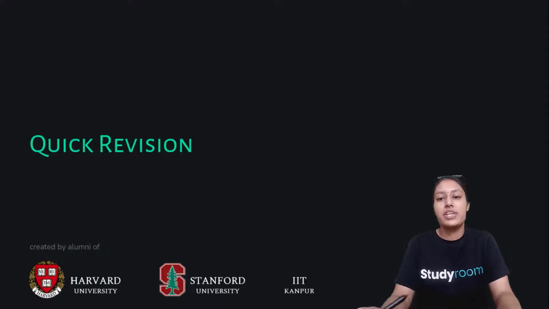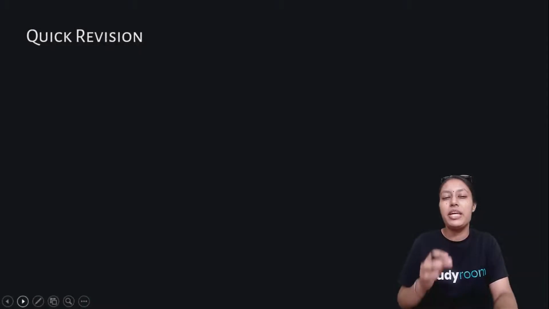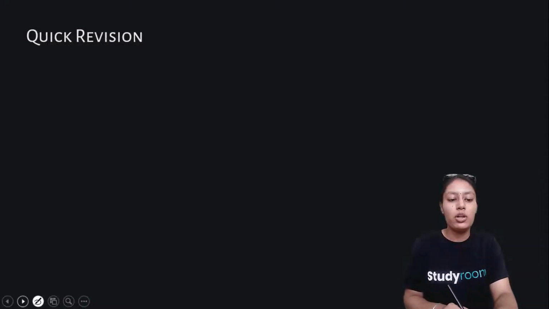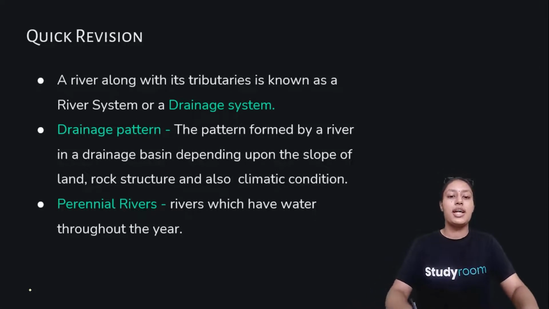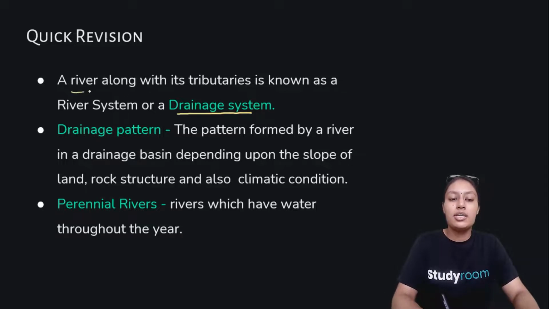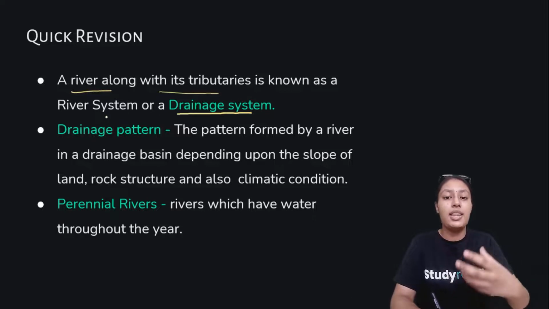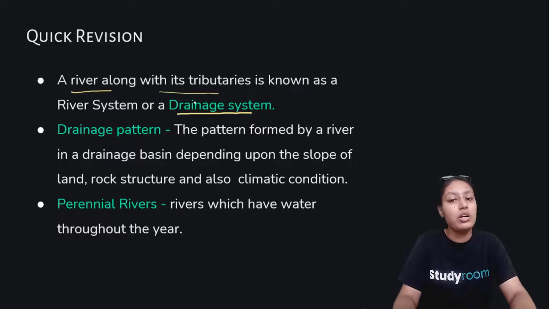So, as we have discussed chapter number 3, now we will quickly do its brief revision, meaning cover up all the topics that we have discussed in the chapter. First, as the name of the chapter is drainage, we understand what a drainage system is. A drainage system is a river and its tributaries. The path that is followed by a river and its tributaries is called a river system or drainage system.